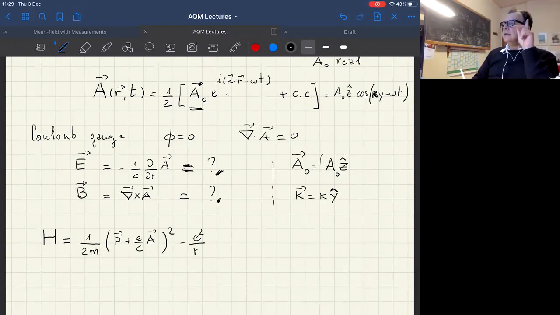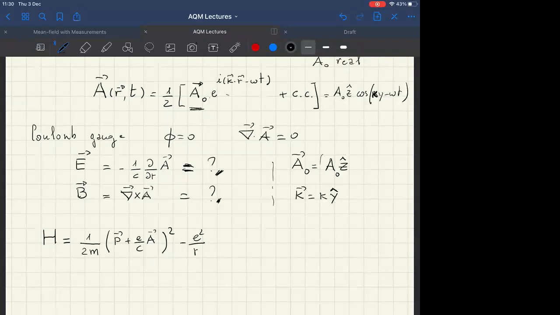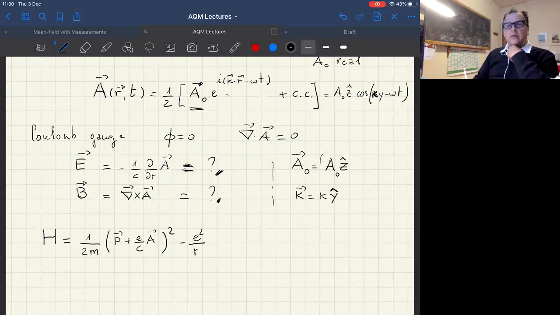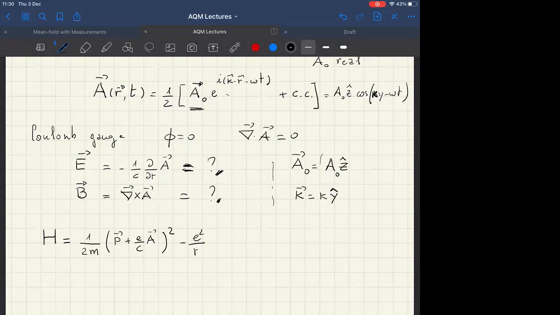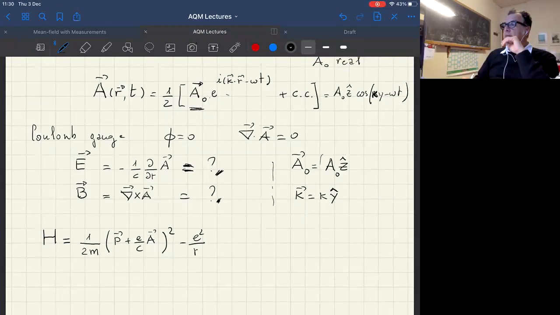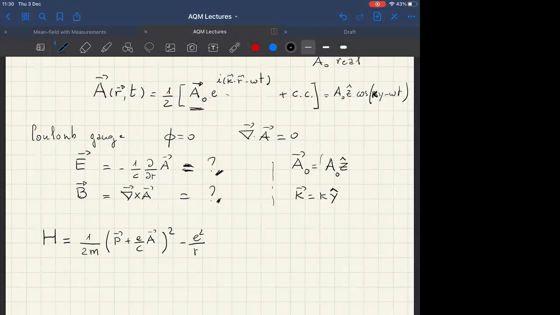Then there is an extra term, so the electron has a spin. So I should have in principle another type of interaction. What is that? The interaction of the spin of the electron with the magnetic field, so it's like B dot S. And this is called what? Spin-orbit coupling? No, orbit is something else. It's called Zeeman.